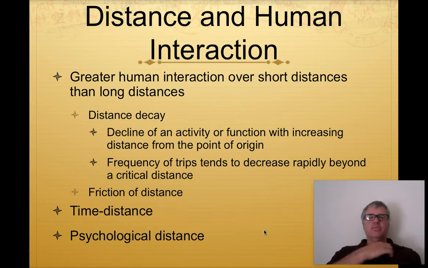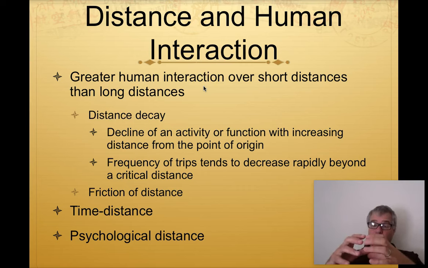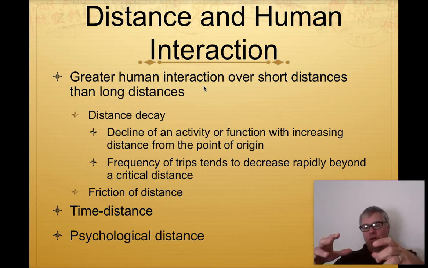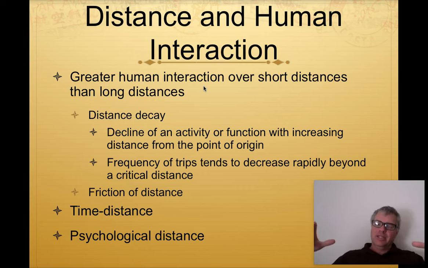All right, so it says here the greater human interaction over short distances than long distances, as I was saying. You get what's referred to as distance decay, which is a decline of an activity or function with increasing distance from the point of origin. So for instance, think about all the people that might go to a Boston Red Sox game. A lot of people in Boston are going to go, and then you're going to have other people in areas of Massachusetts and southern New Hampshire and maybe Rhode Island will go. And then the further you go, the less likely it is that someone's going to make it to a game, right? So there's a distance decay of who's going to a Red Sox game.